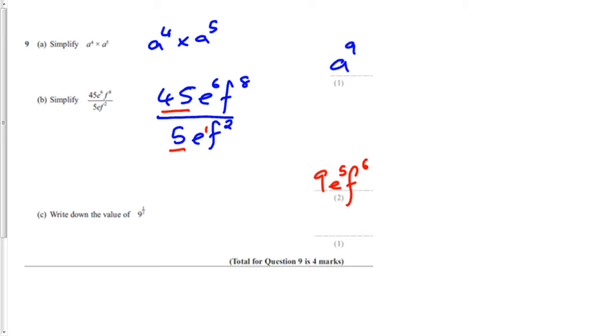For part C, we've got to work out the value of 9 to the power of a half. For this one, you just need to know that the power of a half means the square root. The square root means that something times by itself equals 9. So the answer for that one is just 3.